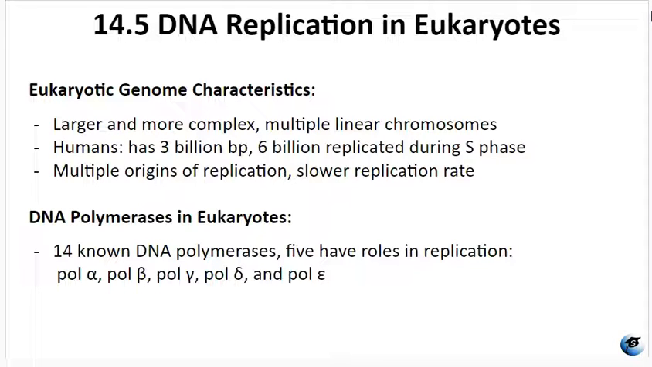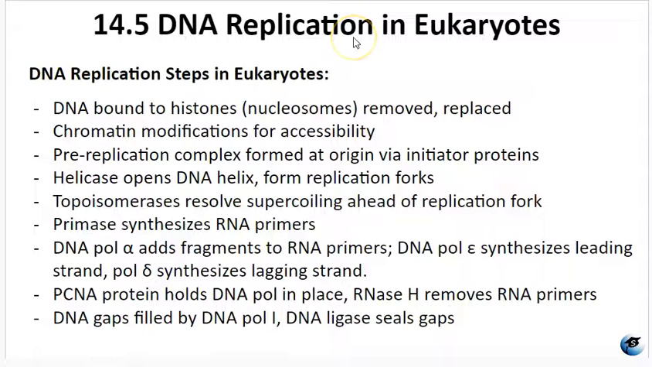They also have a larger number of DNA polymerases. There are 5 major ones: alpha, beta, gamma, delta, and epsilon. So let's look at the steps. The steps of replication in eukaryotes are similar to those in prokaryotes. Before replication starts, the DNA needs to be accessible as a template. Eukaryotic DNA is bound to histone proteins, forming nucleosomes, and the histones must be removed and replaced during replication, which contributes to the slower replication rate. Chemical modifications can occur in the chromatin to facilitate DNA accessibility.